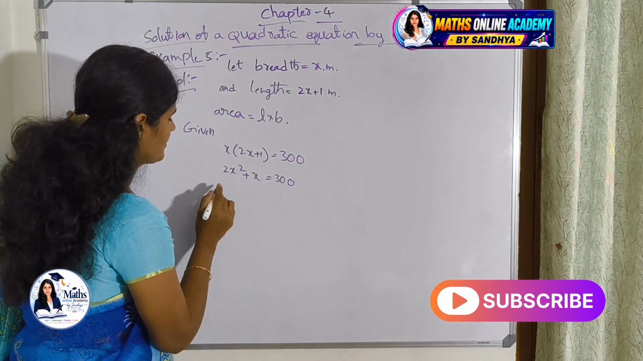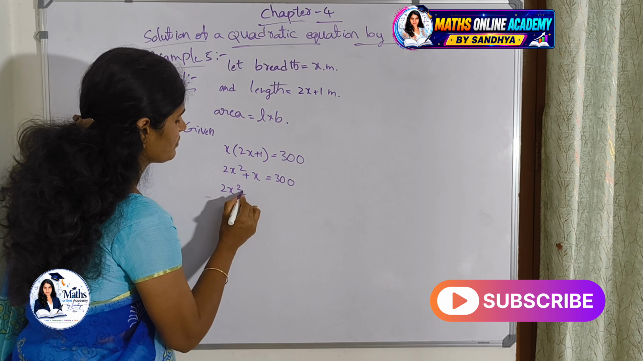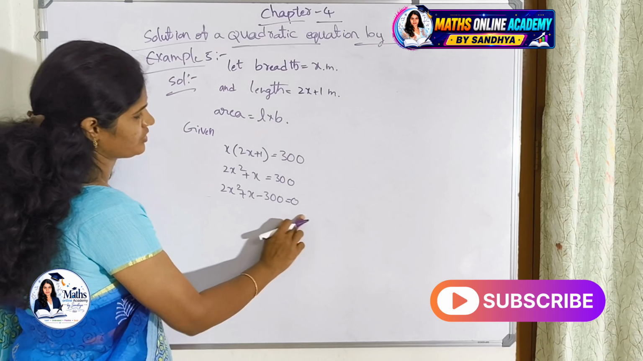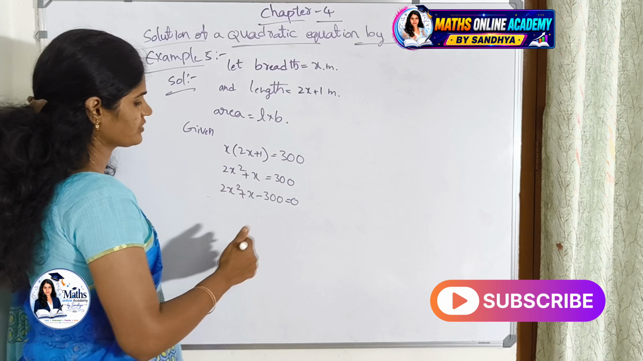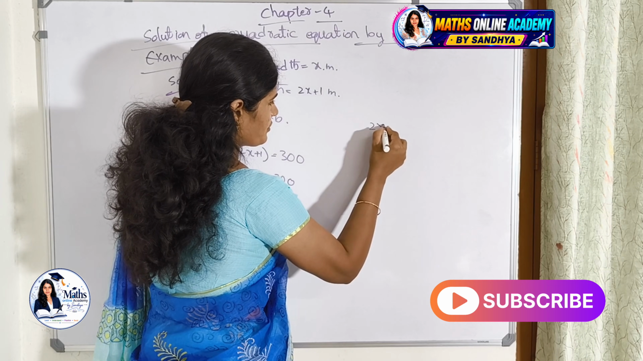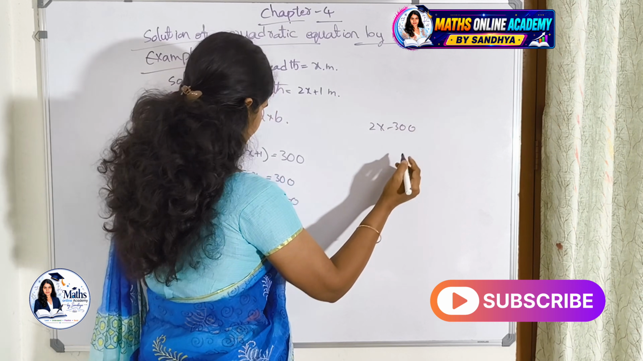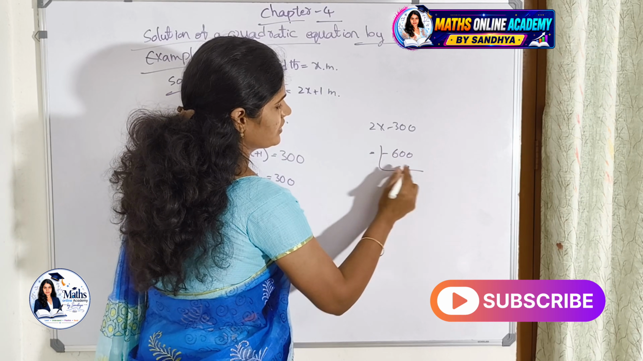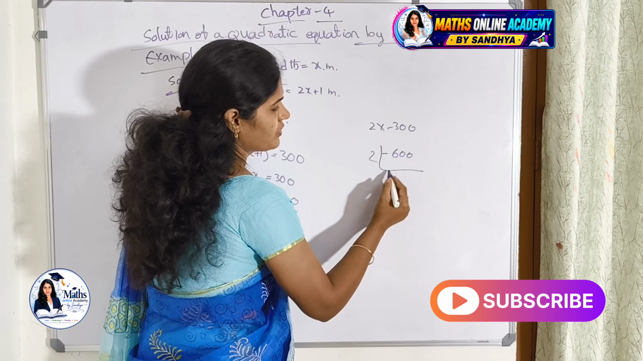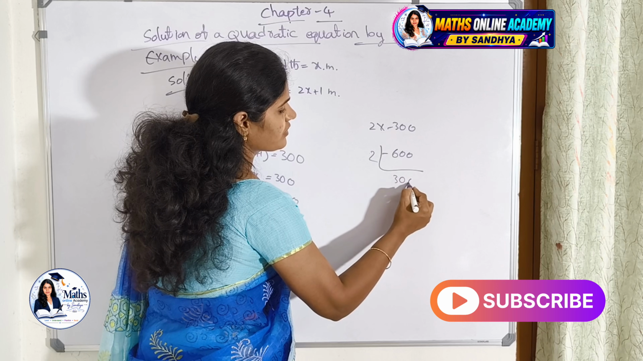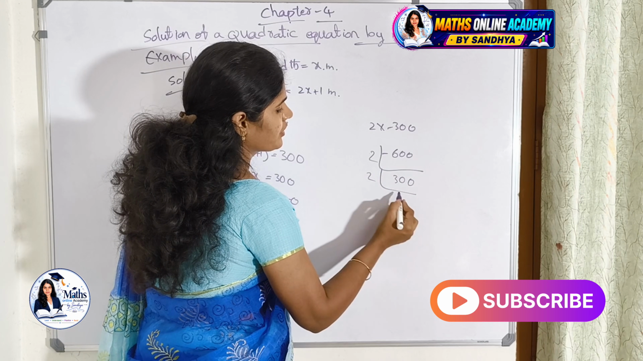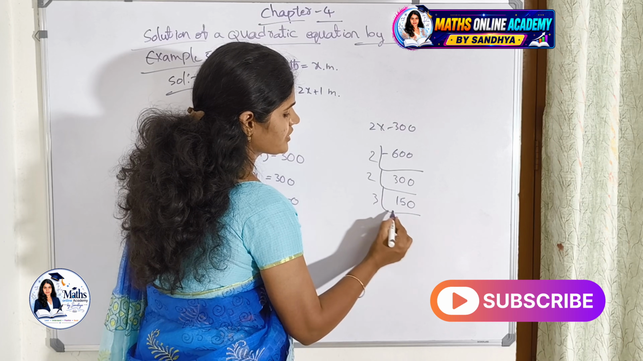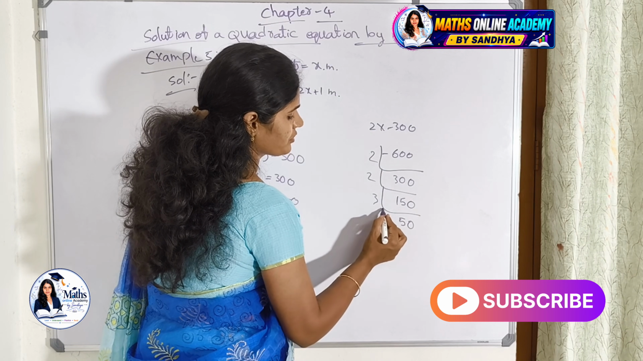2x square plus x minus 300 equal to 0. This is the quadratic equation. Now let's solve. 2 into minus 300, minus 300 means minus 600. Factorization: 2 3s are 6, and 2 1s are 2, 2 5s are 10, and one more is 3 5s are 15.